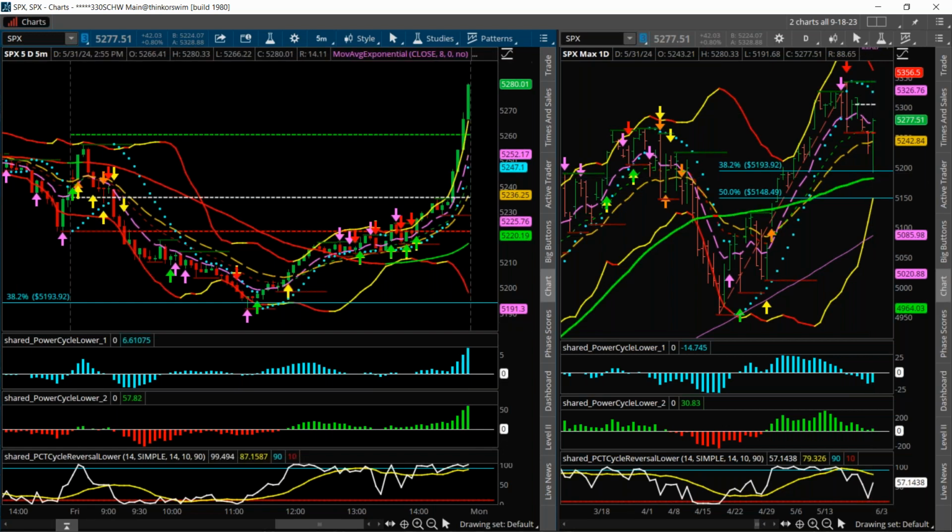Now look at the momentum, since we're looking at these time frames. So here's just a 5-minute. Here are my momentum indicators. Here's the cycle reversal. So here's momentum, it got hit really hard right there. See it just really cratered right there, right?